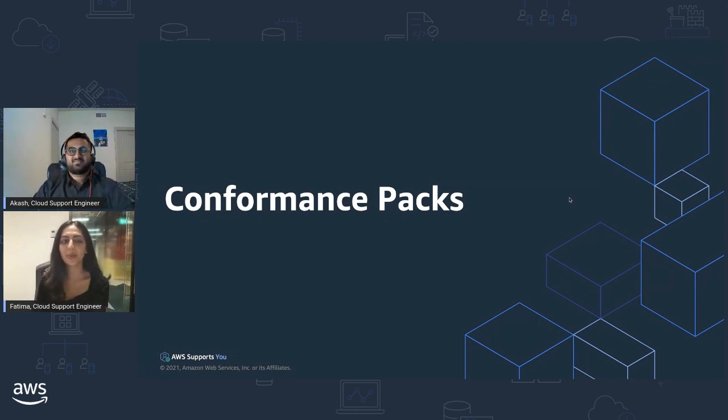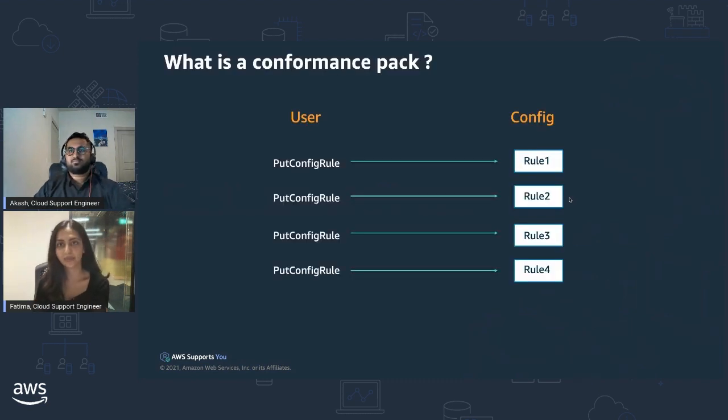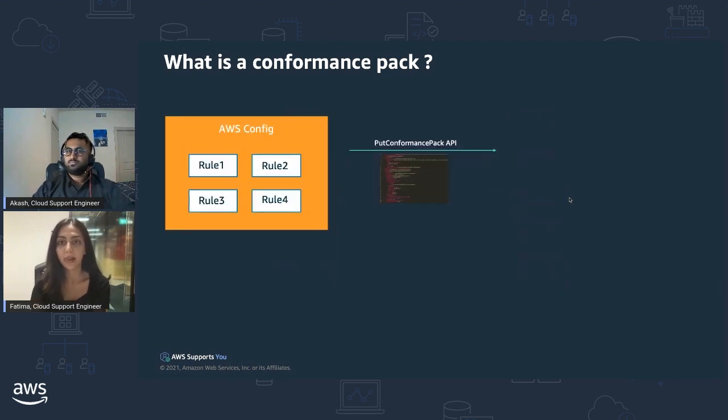Okay, so we're going to talk about conformance packs. So what is a conformance pack? Before Config released the conformance pack feature, you would need to create config rules individually per region per account. You would do that using the PutConfigRule API. But now after conformance packs, you can deploy multiple rules at the same time per region.